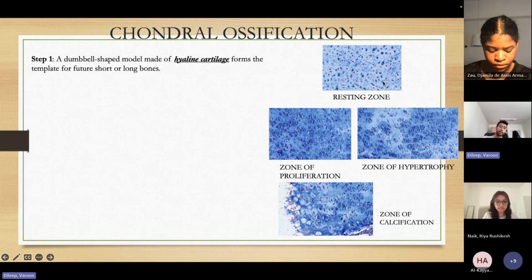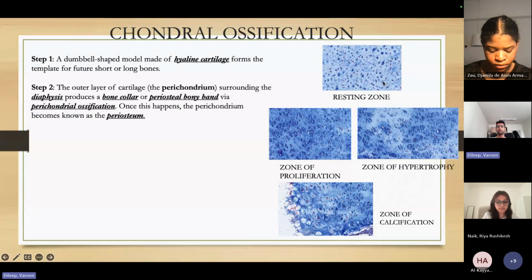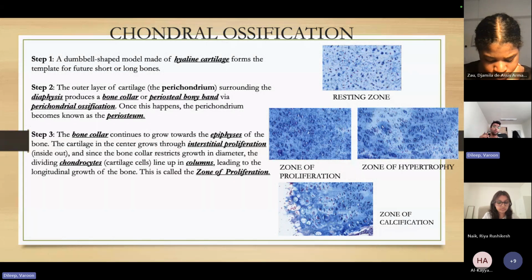That's it. And then step two, the outer layer of the cartilage, which is surrounded by the perichondrium, is surrounding the diaphysis, and this converts into periosteum. It forms a hard substance called the bony collar, which surrounds the hyaline cartilage. So you can imagine the soft substance, which is the hyaline cartilage, surrounded by the hard substance, which is the periosteum. Now, the bone collar continues to grow towards the epiphyses. Epiphyses are the ends of the bones, okay?